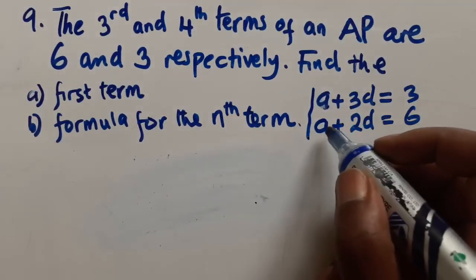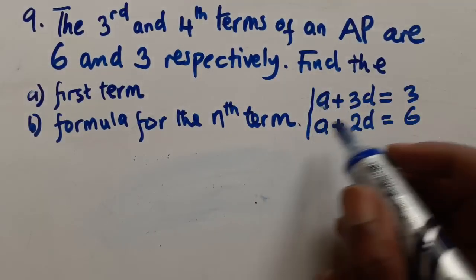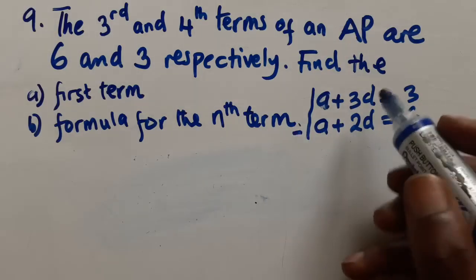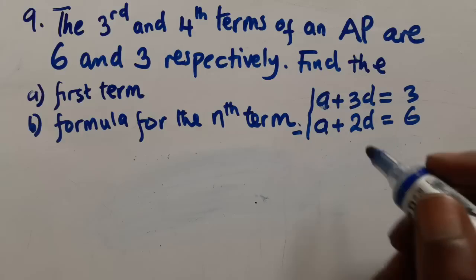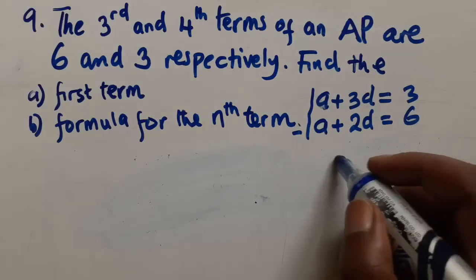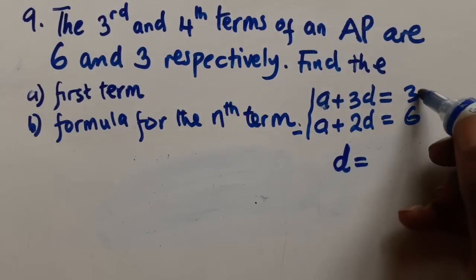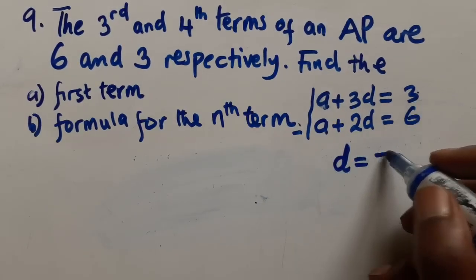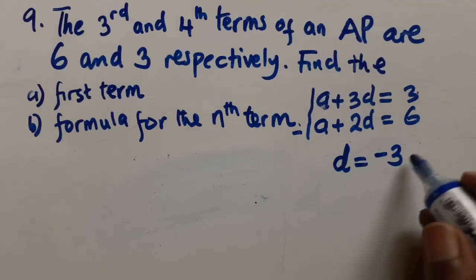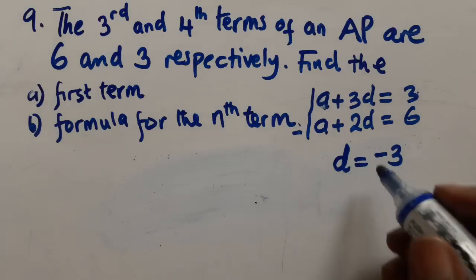As you may see here, A has the same coefficient, so we can eliminate A. To eliminate A, we say A minus A, we get 0. Then 3D minus 2D, we just get D. Then 3 minus 6, we get negative 3. So D is equal to negative 3. This is our common difference.